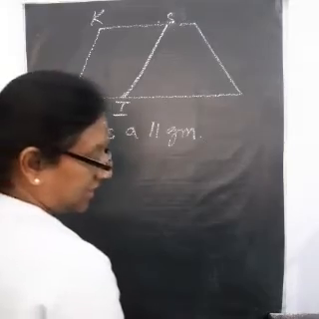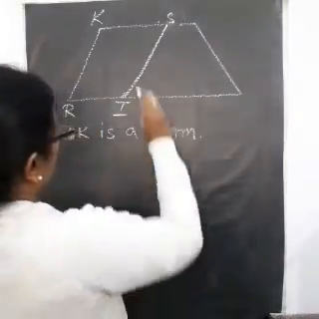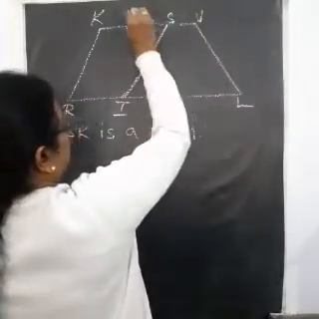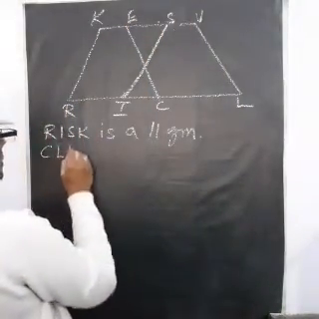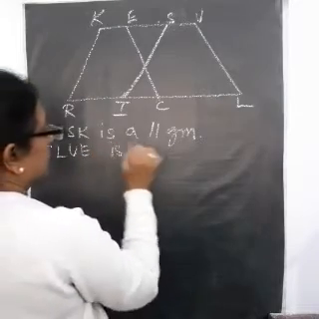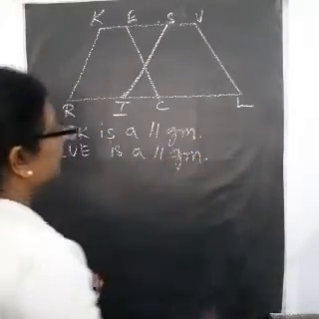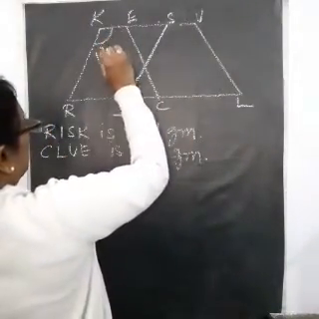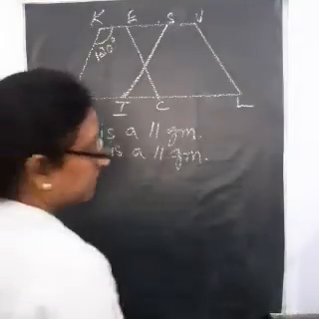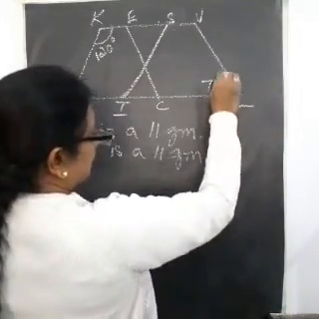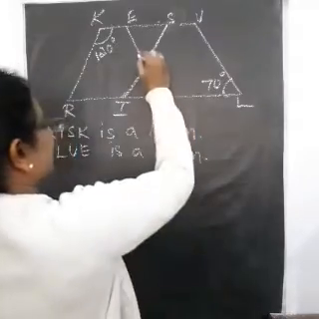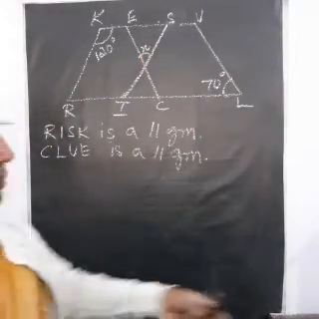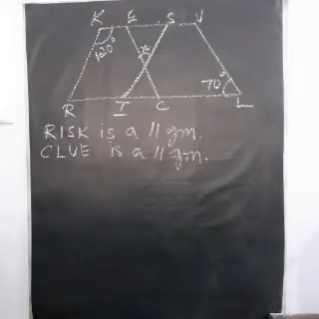And you have another one, CLUE. CLUE also is a parallelogram. Okay, they have given two parallelograms together and they have said this angle is 120, and they have given this angle to be 70. Now they want us to find this x. We have to use the properties of a parallelogram to find the value of x.